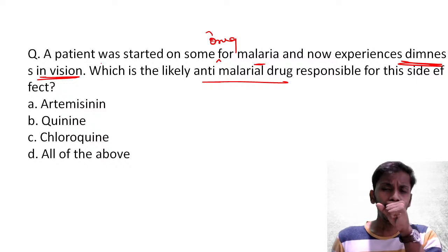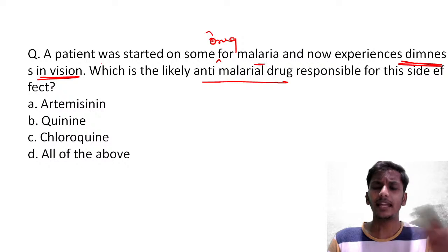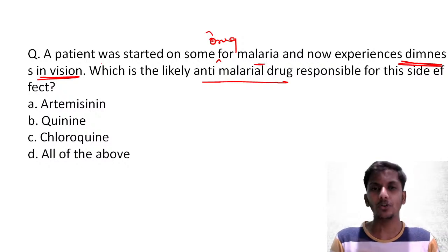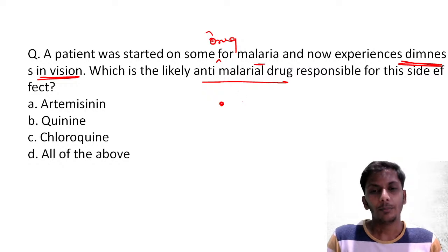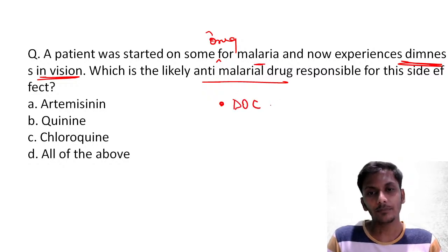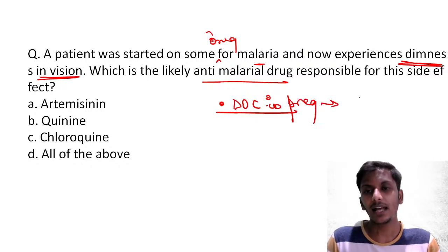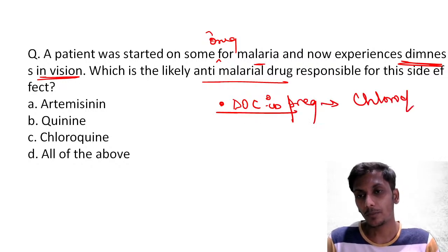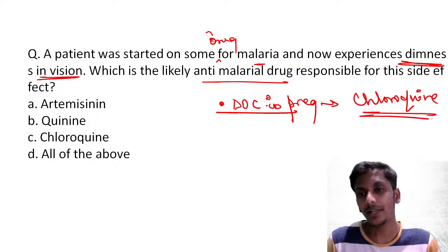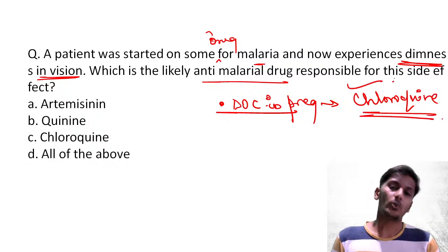Okay, all other drugs we have studied. For less than 6 weeks prophylaxis, doxy; more than 6 weeks prophylaxis, meflo. But we have not studied the drug of choice for malaria in pregnancy. What is the drug of choice for malaria in pregnancy? Just tell me the answer. It is chloroquine. So please remember, the drug of choice for malaria in pregnancy is chloroquine.